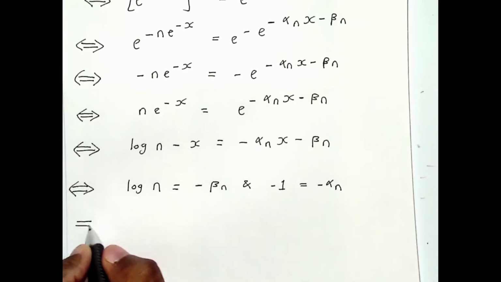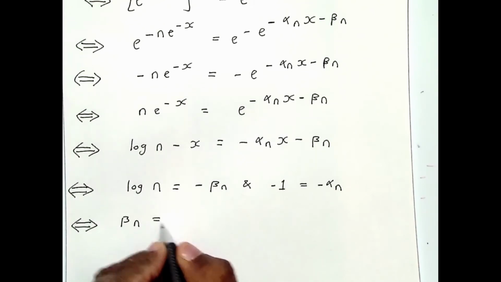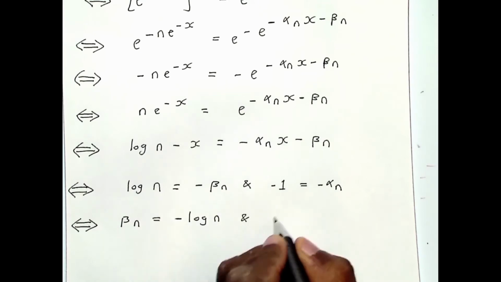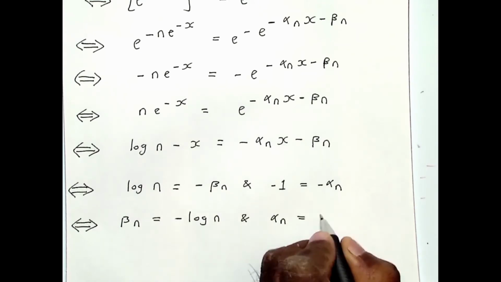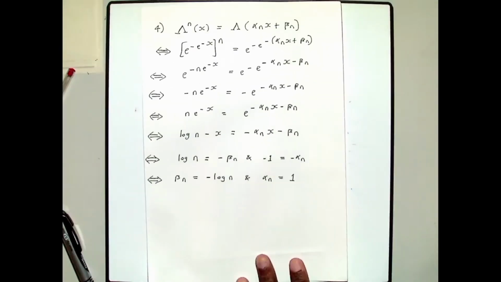So what you have is the following. You have beta n equal to minus log of n, and alpha n equal to 1. So that proves question number 4. Hope you get this.